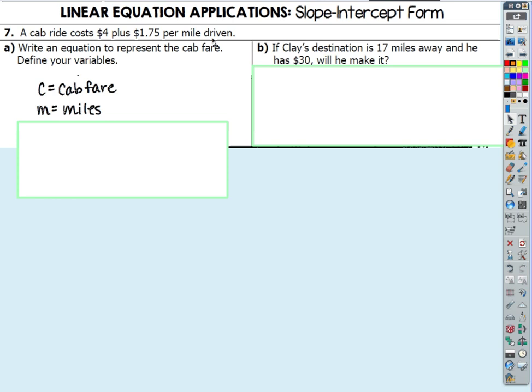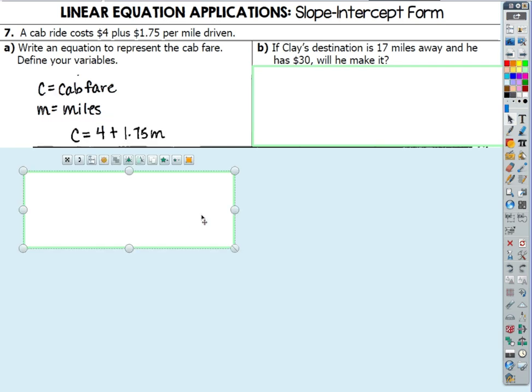What's $1.75 here? Slope. How do you know it's a slope? 'Cause it's a rate. It's a per, right? We've got dollars per mile, right? So that's gonna be the slope. And if we wanna break this up into two parts, we're gonna multiply the slope in this case by the input value, which is what? Input variable. Output variable is cab fare. What's the input variable? Okay, so there's the answer, isn't it?